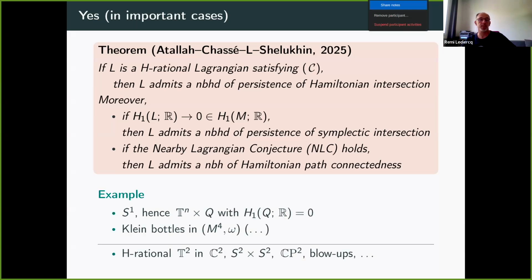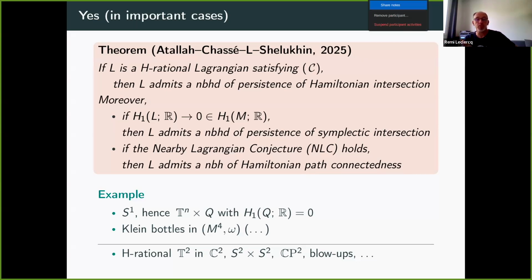So that's what we have, and we have a lot of really natural examples. For example, S1 admits a Lagrangian embedding inside the compact disk in C, which is a Liouville domain with symplectic homology 0. So S1 works, and then you can do products. For example, you immediately get Tn times Q, with Q having zero first homology group with real coefficients. So for example, S1 times Sn in Cn plus 1 is an example which fits there.